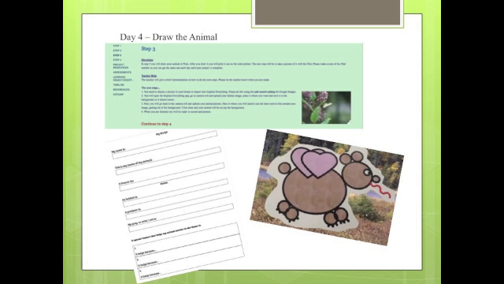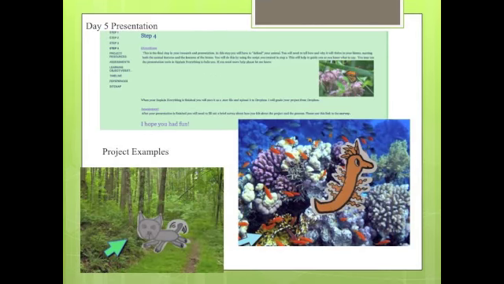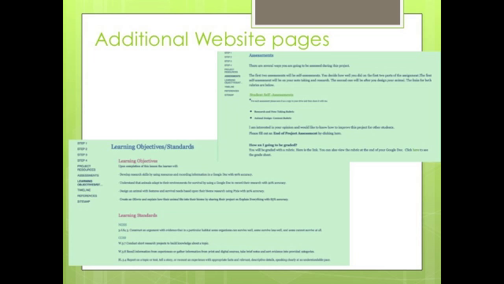This is the last phase of the process. Students are drawing their animal on Pixie, taking pictures on iPads, and merging images and their drawings to create their presentation. On this page and the last page, you can see examples of students' work. These are additional web pages that the students have access to. One is the learning objectives to make sure that they are meeting those objectives and standards assigned for this project. Also are the links to the assessments on this assessment page.